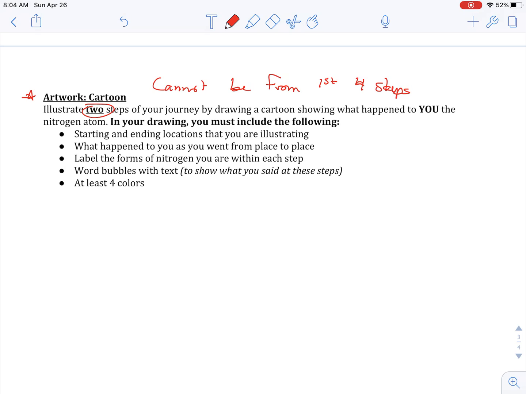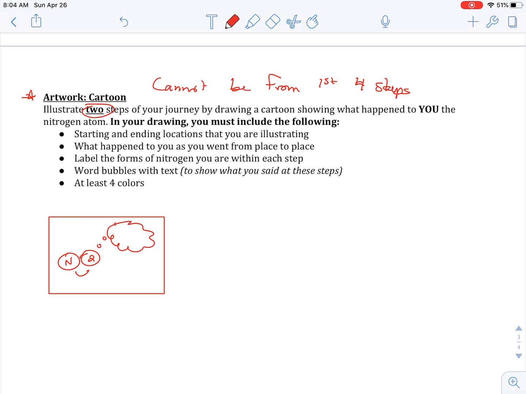Now remember, cartoons have boxes. In that box you're going to draw your nitrogen atom. Here's my nitrogen atom. Actually, let's say it's N2. So N2, okay? And it's doing different things. The thing here is you need to have word bubbles, talking about what's going on with your nitrogen atom.